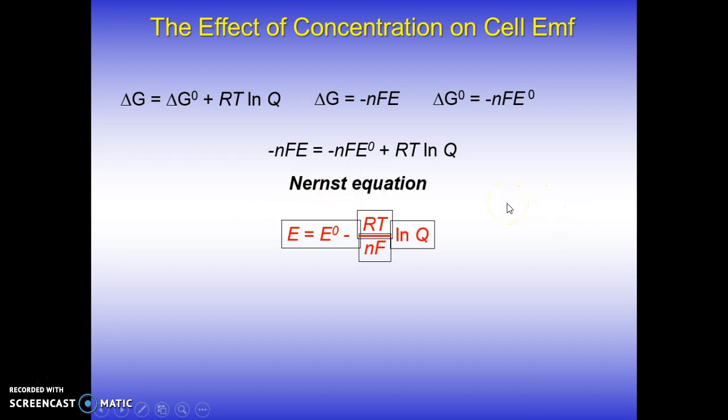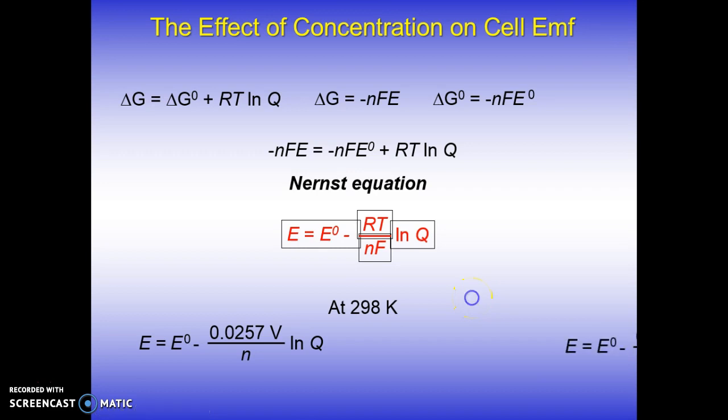The Nernst equation lets us measure the effective concentration on the cells. So at 298, this is the value that we've got, which is our standard temperature that we're worried about, 25 degrees Celsius. Or you can do the log version.